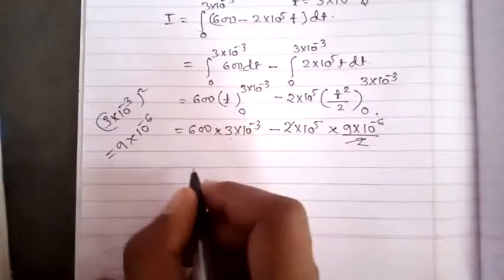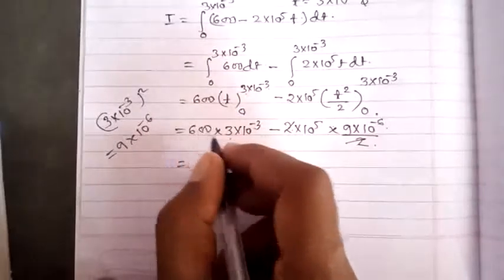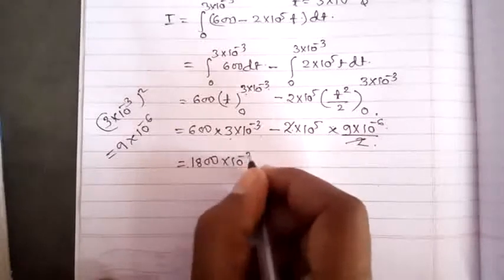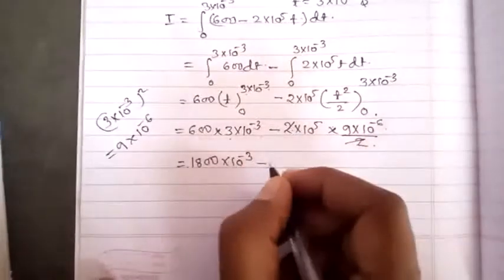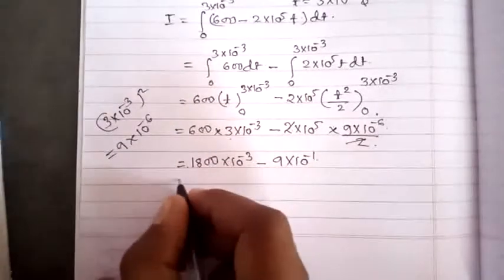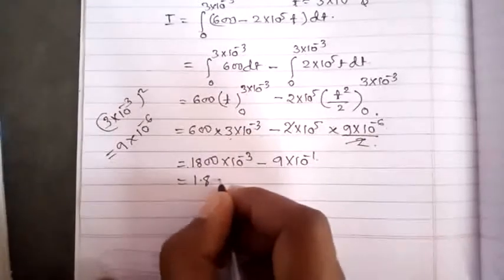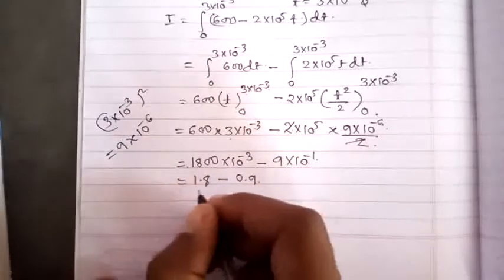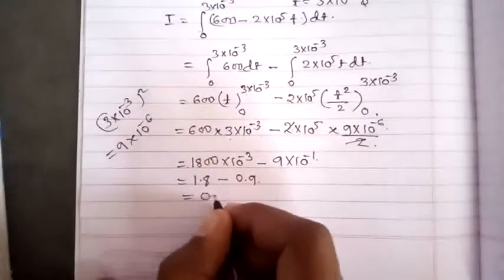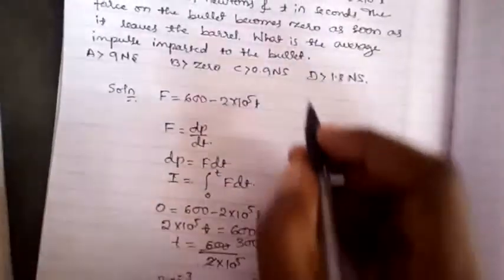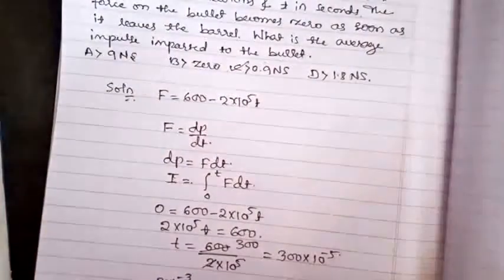Then it is 600 into 3, that is 1800 into 10 to the power of minus 3. Then it is 9 into 10 to the power of minus 1. Then 1800 into 10 to the power of minus 3 means it is 1.8, minus 9 into 10 to the power of minus 1 means it is 0.9. 1.8 minus 0.9, that is 0.9 Newton second. It is the impulse. So what is the correct answer here? The correct answer is 0.9 Newton second.